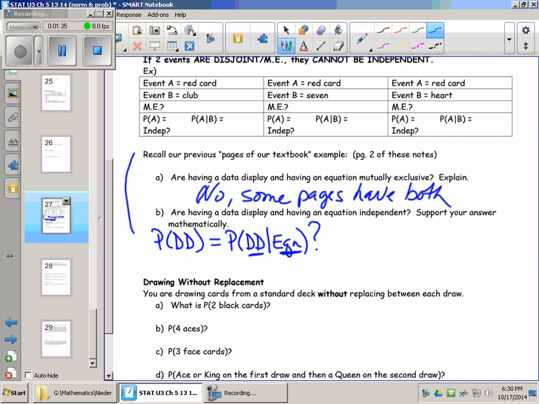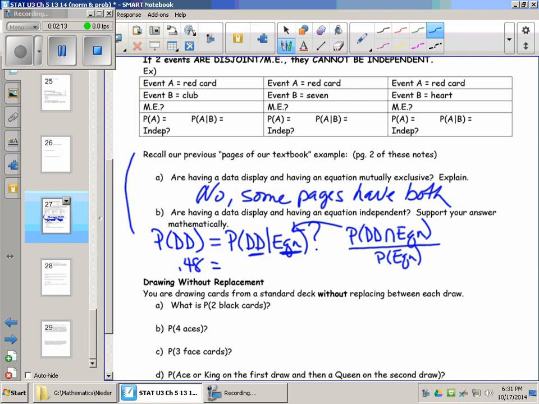All right, so going back to that chart, what is the probability of having a data display? Go back and look at that table or your Venn diagram that we made on the earlier page. The probability of having a data display was 0.48. And so we're trying to see now, is that equal to this conditional probability? Well, how do we find that, the probability of data display given equation? We can use our formula for conditional probability that says this whole thing is equal to the probability of data display and equation, all out of the probability of equation, right? Okay? That's the formula for conditional probability.